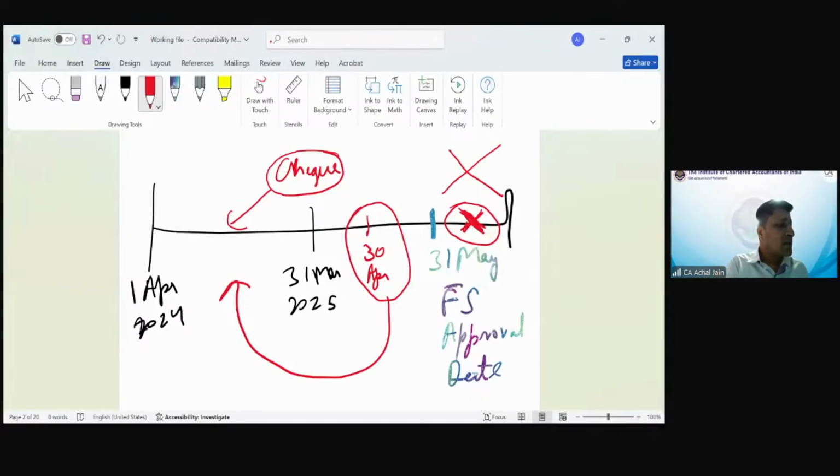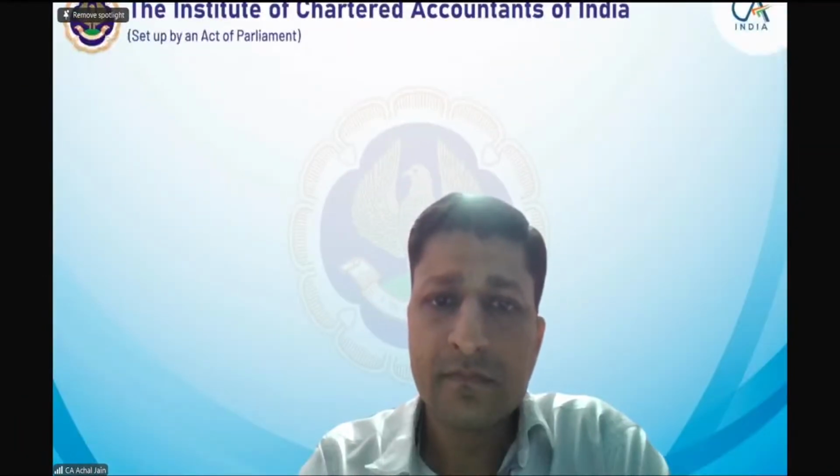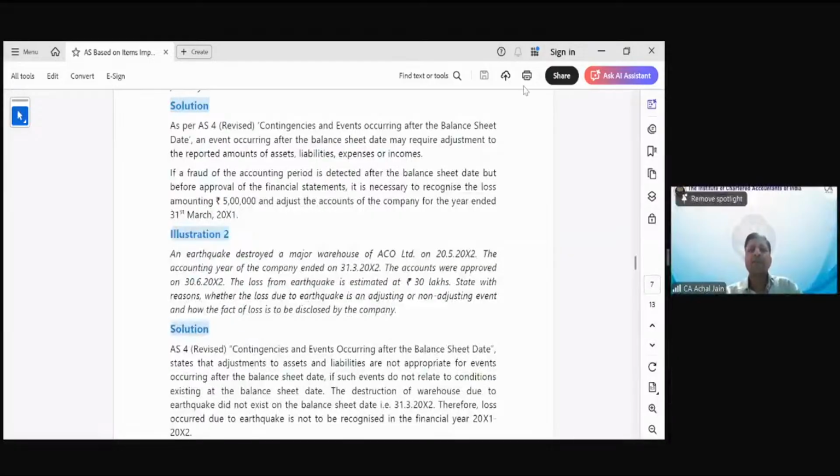All right. So let's look at some more examples. Rohan is asking, sir, in illustration 1, it's not an event occurring after the balance sheet date? No, it's an event occurring after the balance sheet date. You please look at the question carefully. It's an event which takes place after 31st March. All right, so next example. We'll discuss some more examples through which you should be getting more and more clarity.